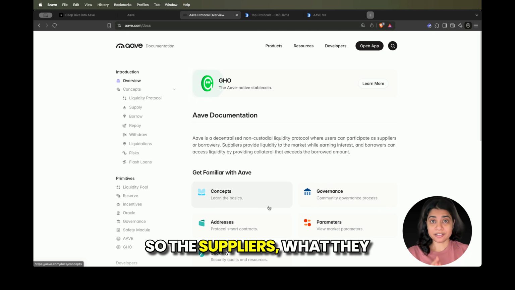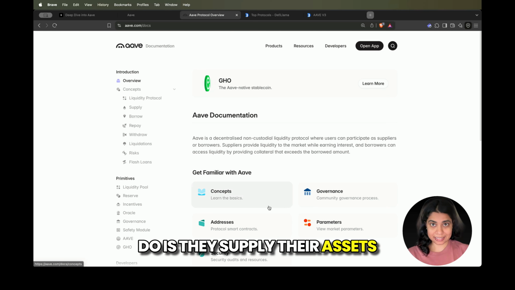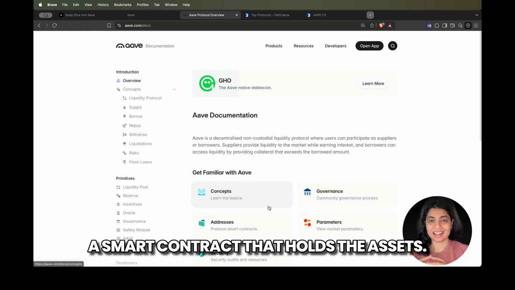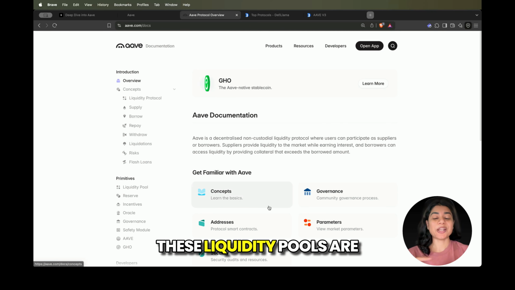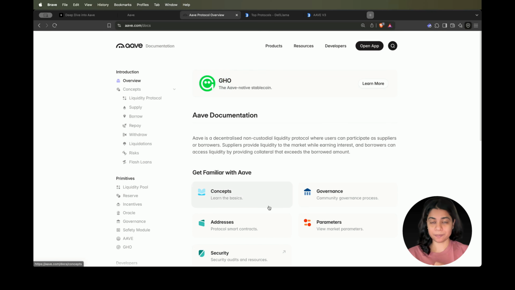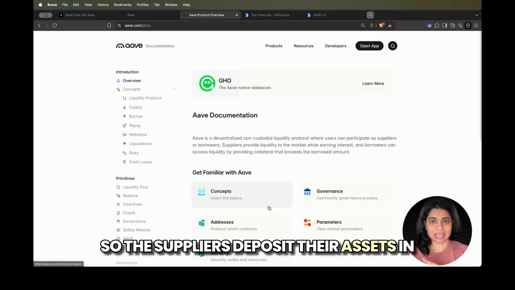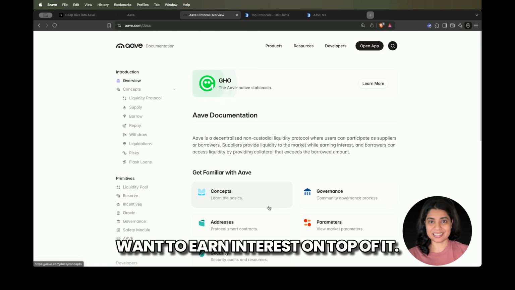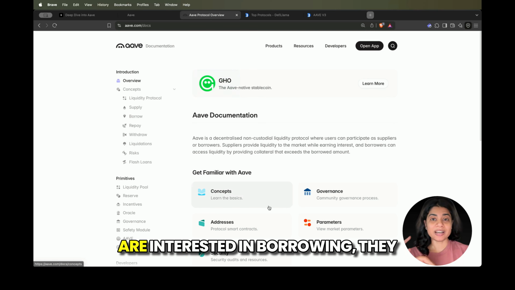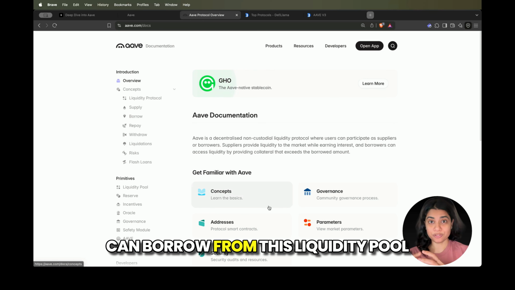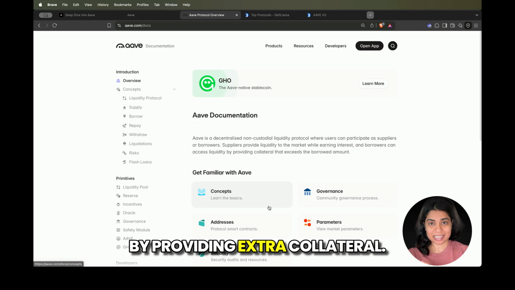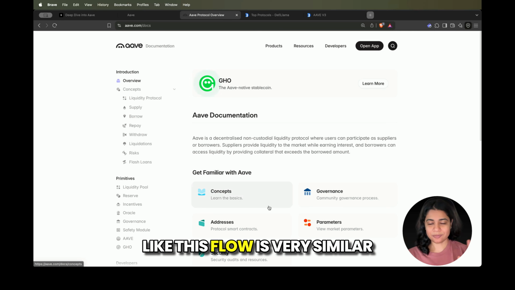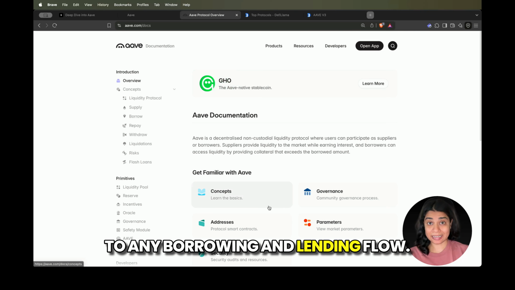So the suppliers supply their assets into the liquidity pool. You can think of a liquidity pool as a smart contract that holds the assets. These liquidity pools are called markets in Aave. So the suppliers deposit their assets in the liquidity pool, and the idea is they want to earn interest on top of it. The people who are interested in borrowing can borrow from this liquidity pool by providing extra collateral. And in case you might be wondering, this flow is very similar to any borrowing and lending flow.